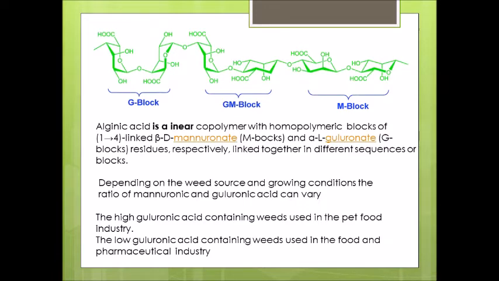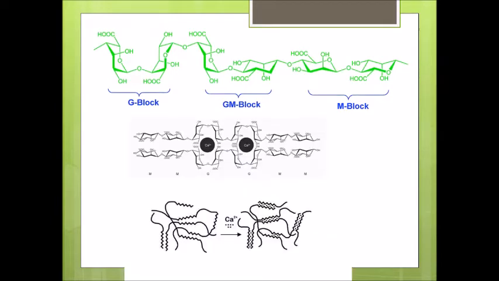And somewhere I read that high G block is used in pet food, and low G block is used in the food and pharmaceutical industry.